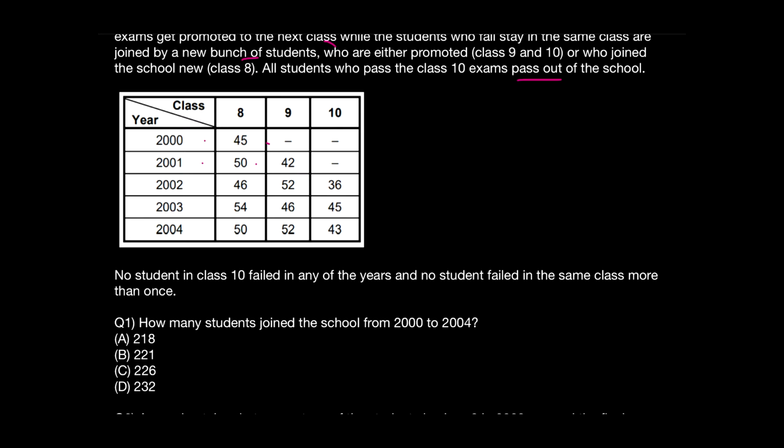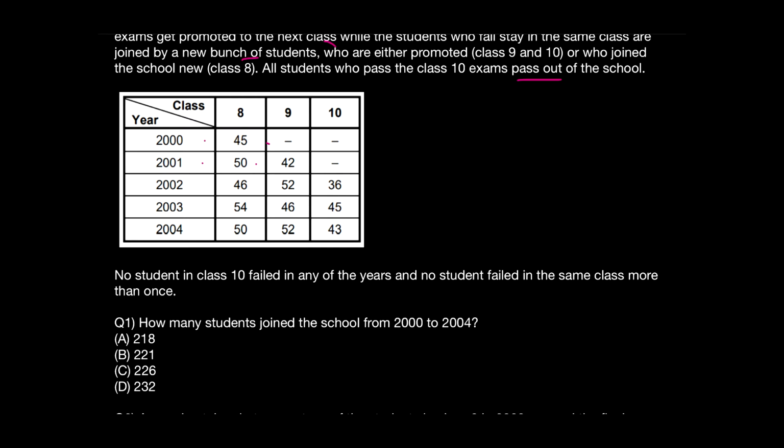That means in 2002, as we see, the number is 36. So these 36 who got admitted in 2002 are the ones who passed that exam as well. Moving ahead with the first question: how many students joined the school from 2000 up to 2004?